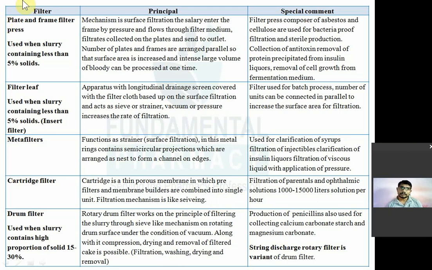और special comment क्या है उसके ऊपर? So filter press or filter medium in the plate and frame filters. The filter medium is composed of asbestos, cellulose. So these two are the filter medium which are known as a bacteria-proof filter medium, particularly asbestos and cellulose. So if the filter medium used is asbestos or cellulose, then this plate and frame filter can be used for the filtration of sterile solutions or sterile production. Then it is used for the collection of antitoxin, removal of protein precipitated from insulin liquor.